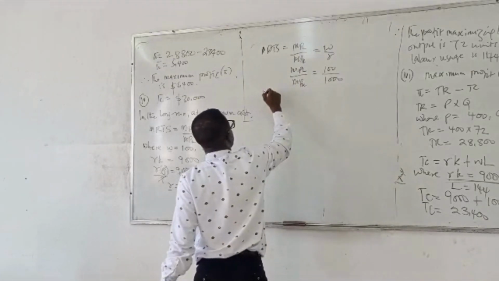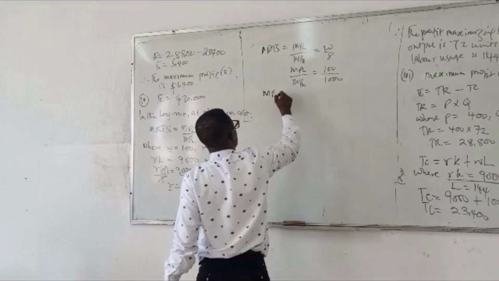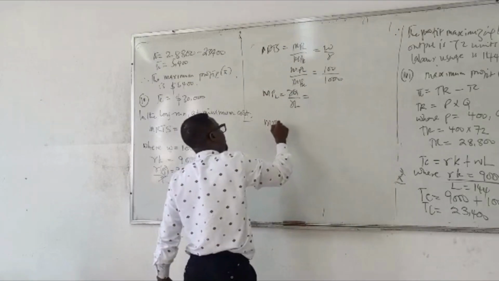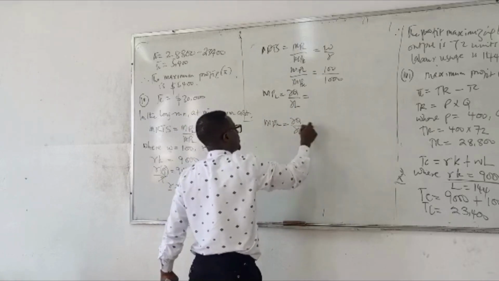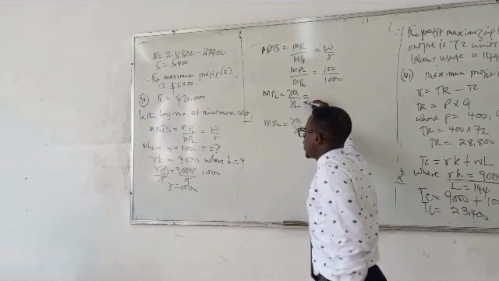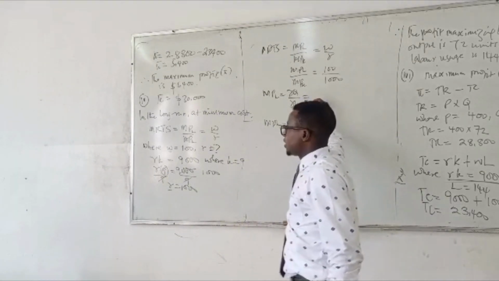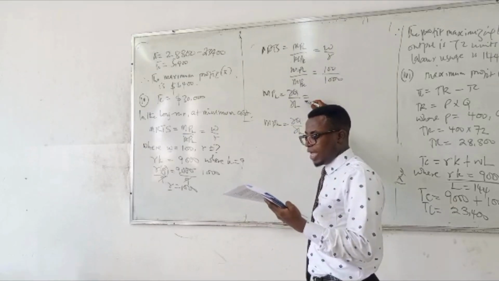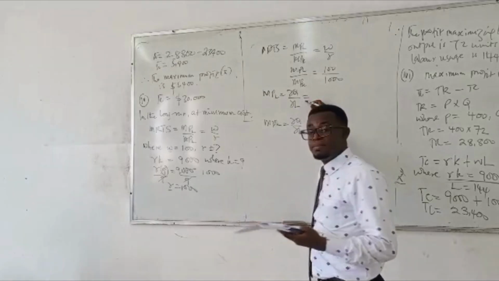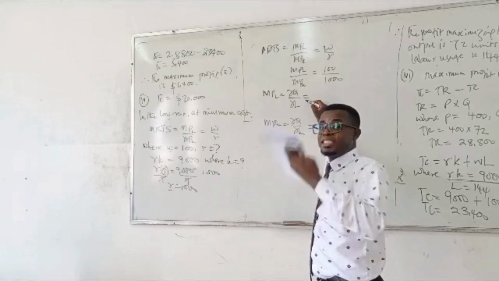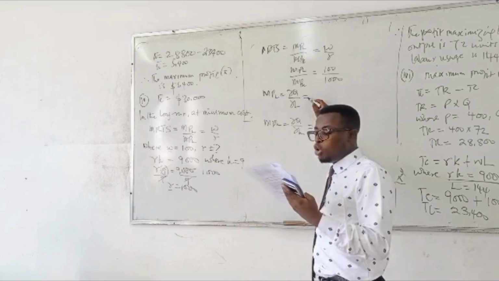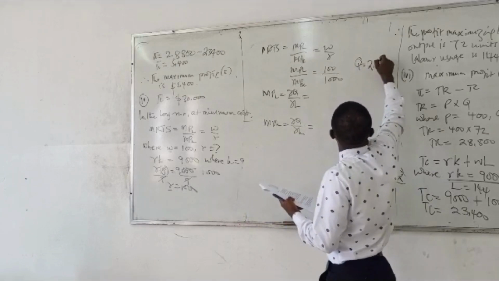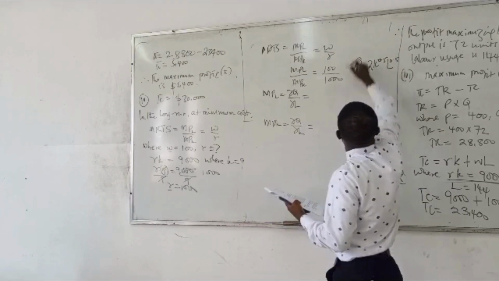Where MPL equals what? dQ/dL, right? Then our MPK equals what? dQ/dK. So all that is trying to tell us to do is, remember what the question said. It says that assuming that the unit cost of capital and labor in the production function remain the same. They remain the same. So we are not going to change the original equation. We still go back to our original equation, which is Q equals 2K^0.5 L^0.5.